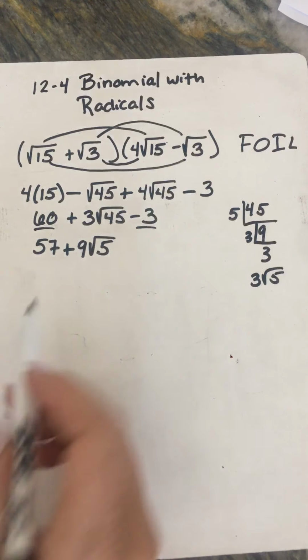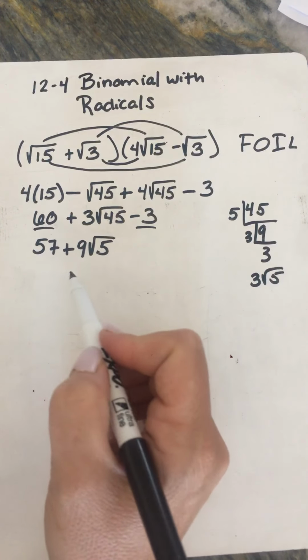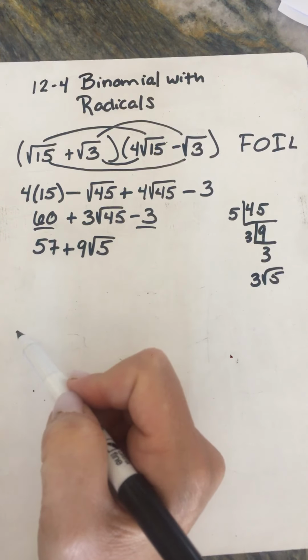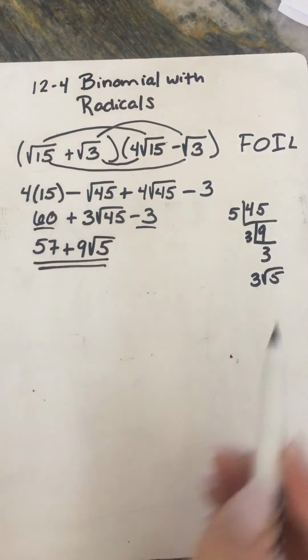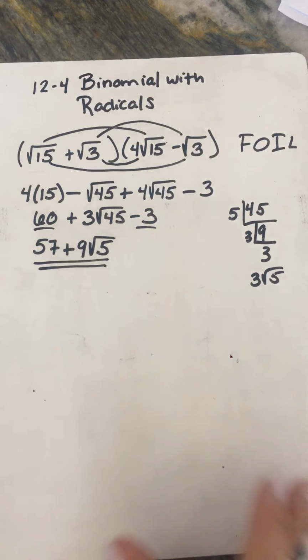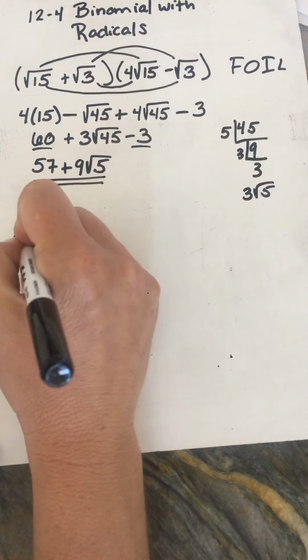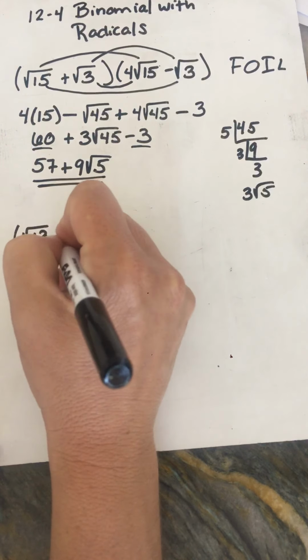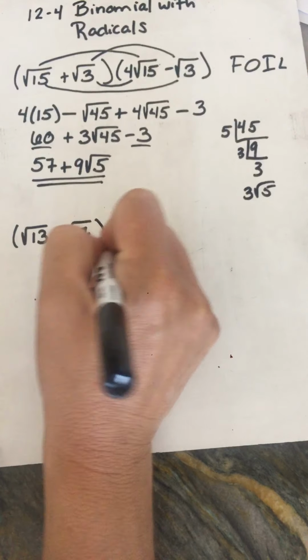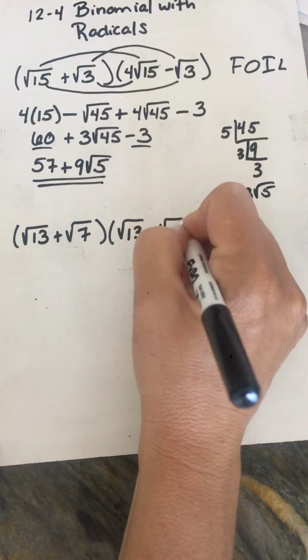All right, and it looks like, oh, can we combine these guys? No, remember you can only combine like radicals when you're adding and subtracting. So this is the multiplication. We just multiplied radical binomials. All right, so let's do another one, just for kicks. Let's do the square root of 13 plus the square root of 7 times the square root of 13 minus the square root of 7.